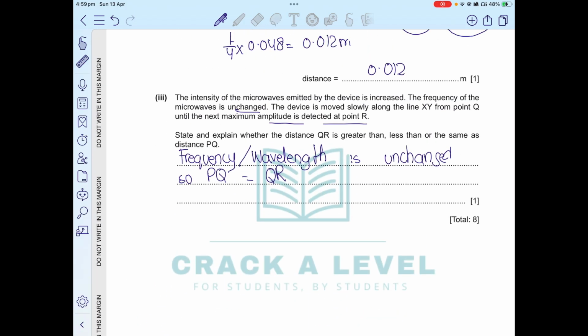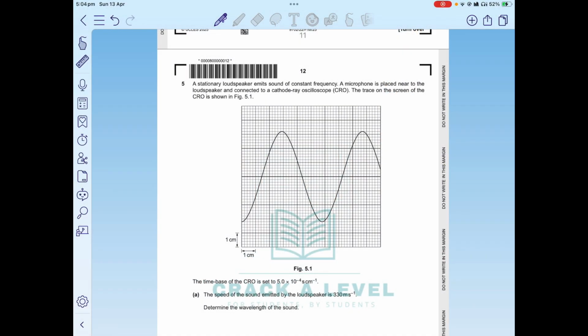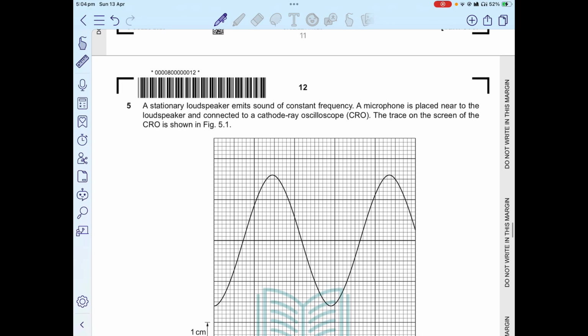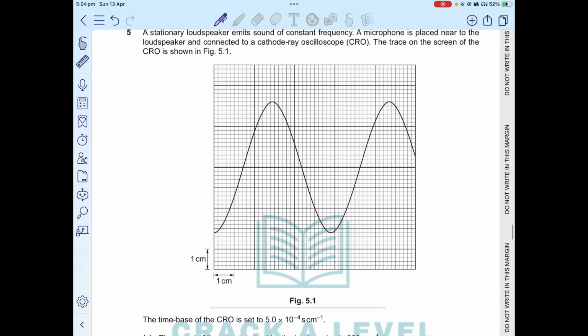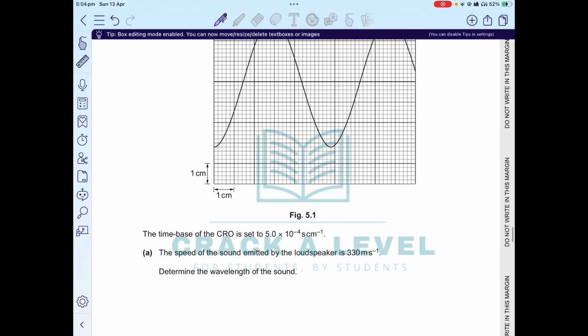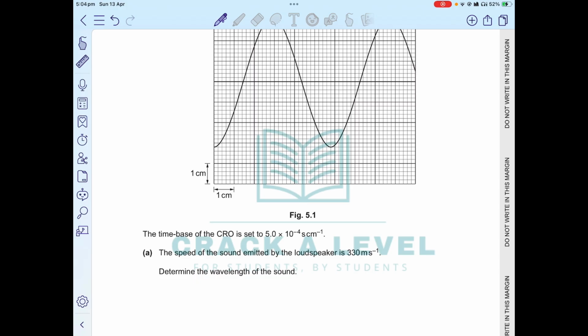Alright, now we'll move on to the next question. Now we'll be moving on to question number 5. In question number 5, it says that a stationary loudspeaker emits sound of constant frequency. A microphone is placed near to the loudspeaker and connected to the cathode ray oscilloscope. The trace on the screen is shown in figure 5.1. The time base of the CRO is said to be 5.0 × 10^-4.